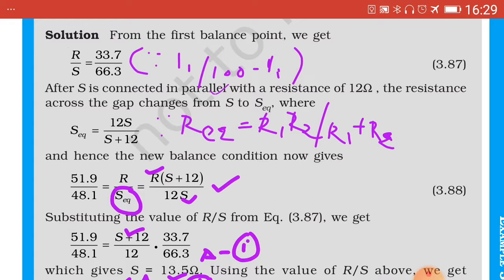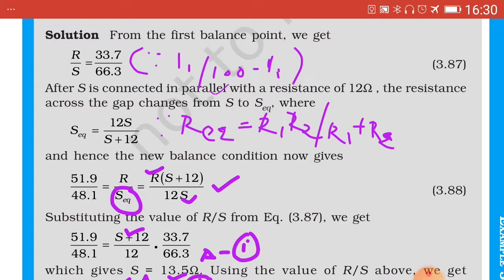That value divided by 12 will again give you some decimal value, and that will be equal to 54 point, again simplify, 51.9 upon 48.1, into the previous value of the other side ratio divided by 12. So that will be equal to S plus 12.